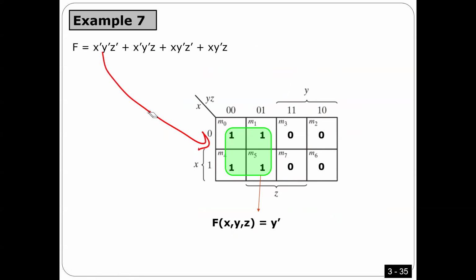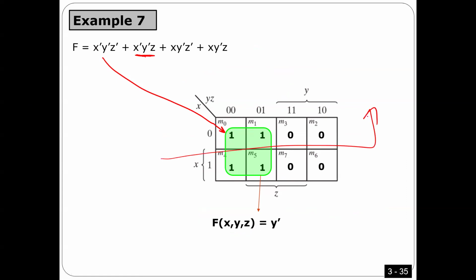Because of this one here, I'm going to put this one. This one is actually the intersection of x prime. X prime is this area here, y prime is this area, so now we are here, and then z. So this one will come to here. I'm going to leave the other ones for you.